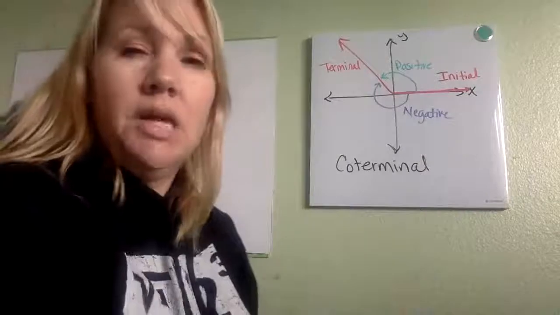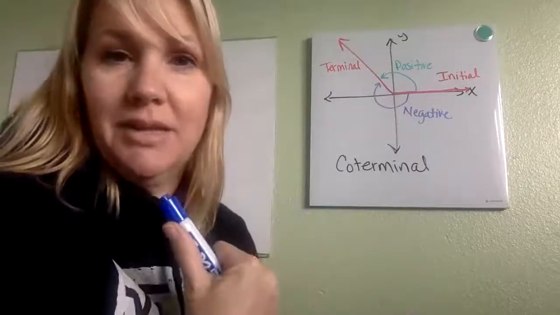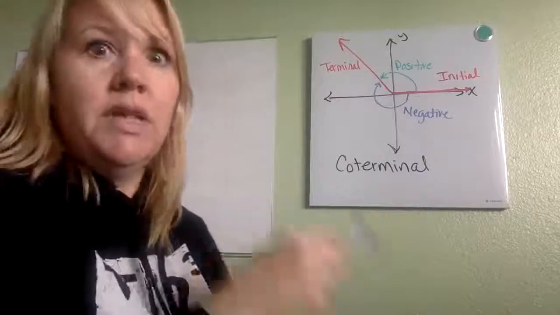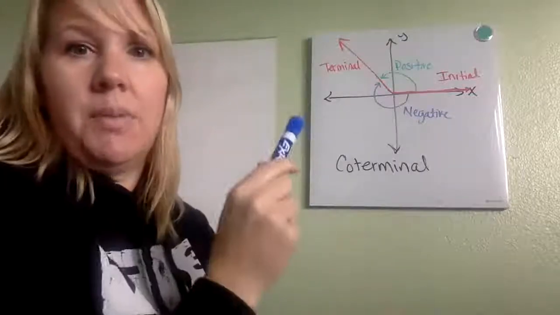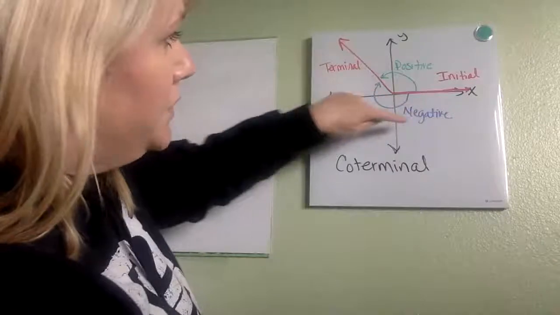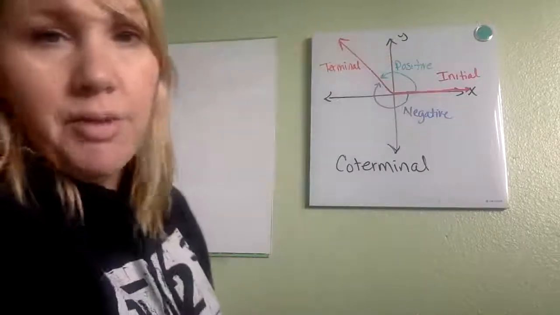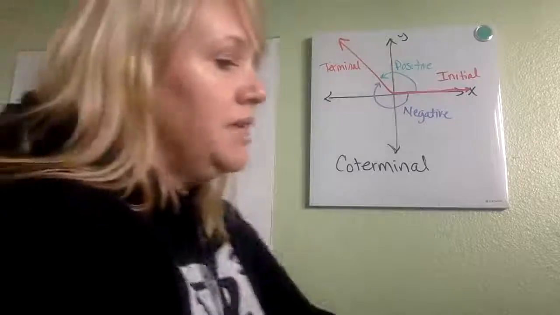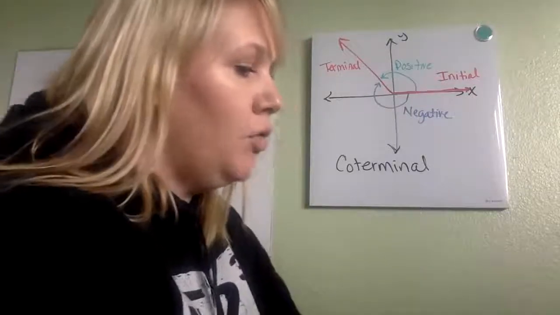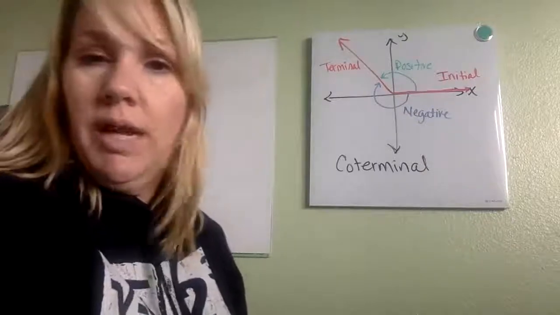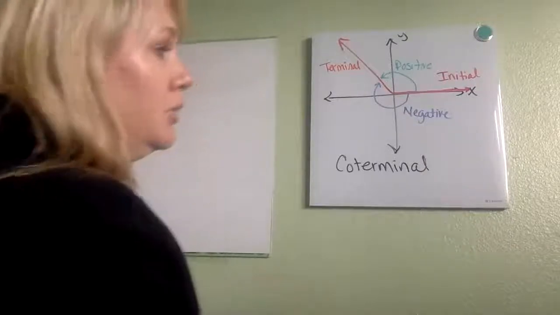And then angles can open more than 360 degrees. So think of it like swinging around a bunch of times and then stopping. So if it went around one full time and then stopped here, that would be an angle bigger than 360 degrees. So that's the first thing you're going to be doing. You're going to be looking for some coterminal angles. They're going to give you an angle, and you're going to come up with some coterminal angles for that.